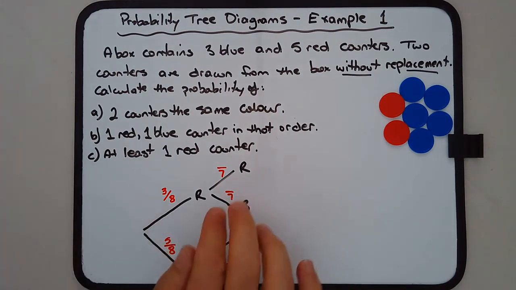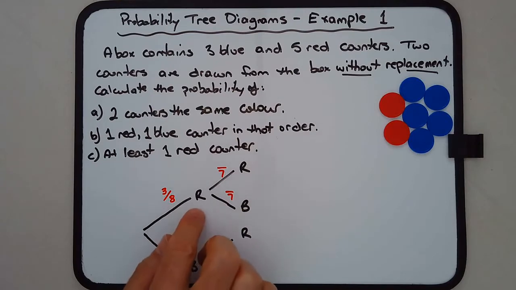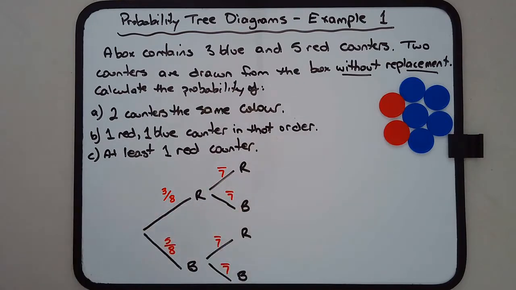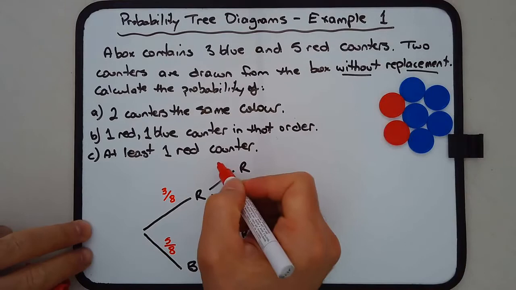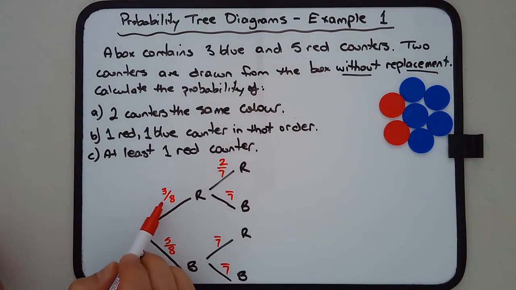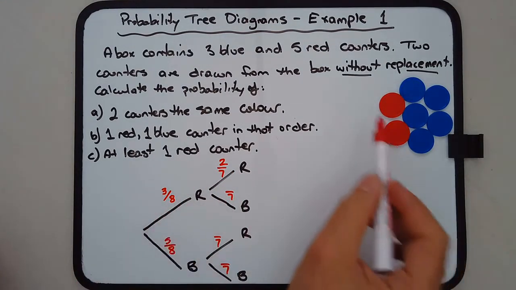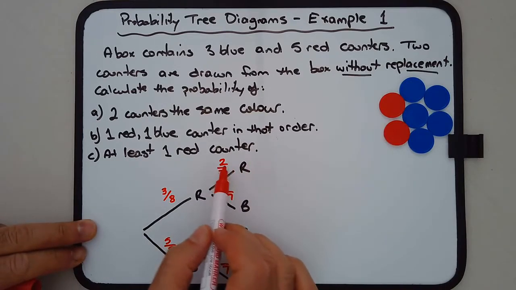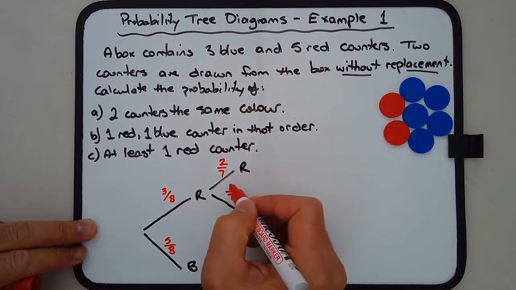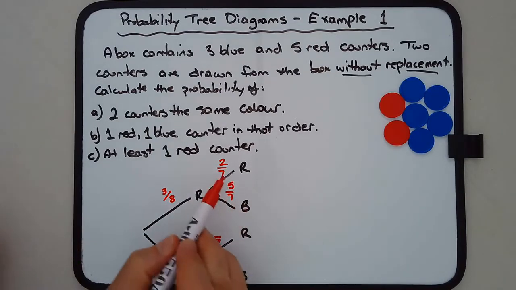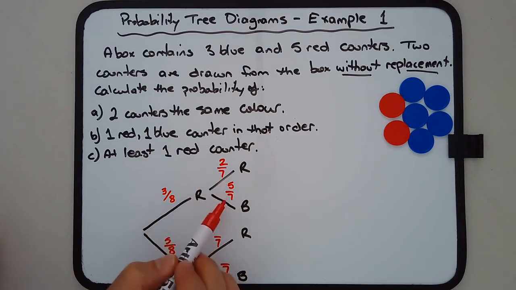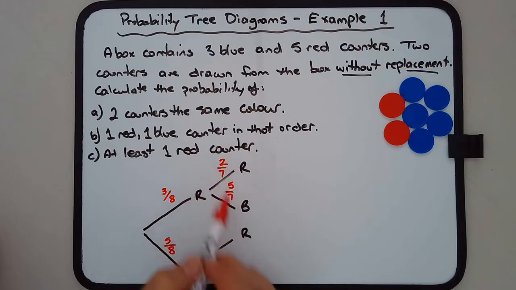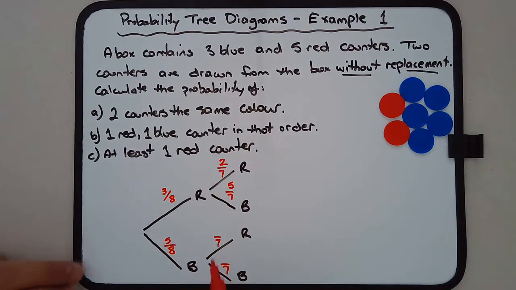Right, so now if we've drawn a red on the first stage, in the second stage we've only got 2 red counters left. So we've reduced the number of red counters because we've drawn a red already. Now we've only got 2 left. If we've got 2 red counters to choose from, we've got 5 blues. And again, 2 on 7 plus 5 on 7, because the branches come from the same point, must add up to 1.